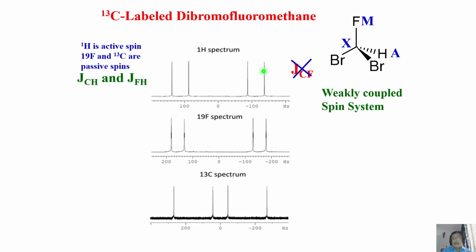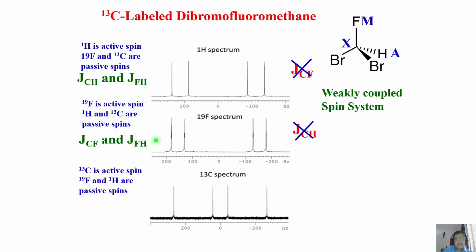This we discussed, so I am going quickly. Similarly, in the fluorine NMR, fluorine is active, these two are the passive spins, and we are going to get JCF and JFH, and we don't get that in this spectrum. Similarly, in carbon 13 NMR, carbon 13 is active and F and H are passive spins. So you get these things from this analysis, but you don't get this. This is what we said.